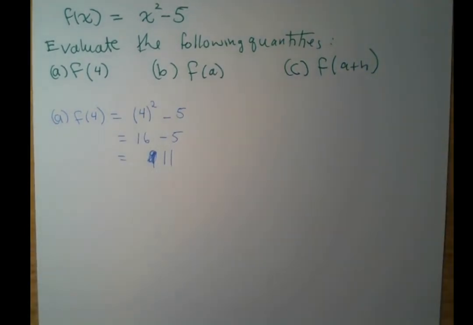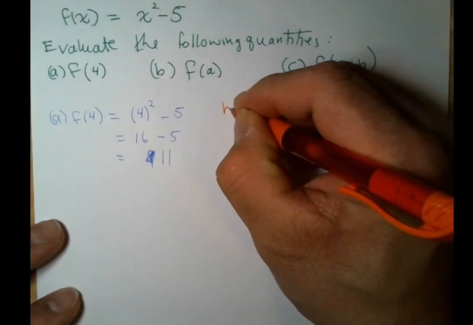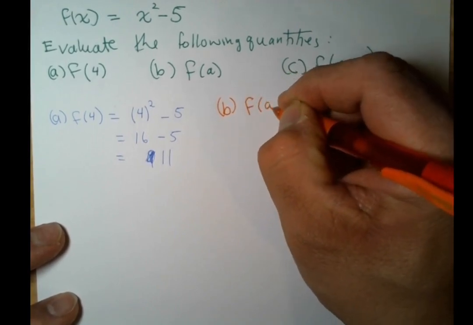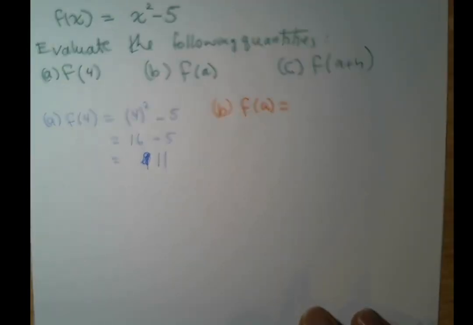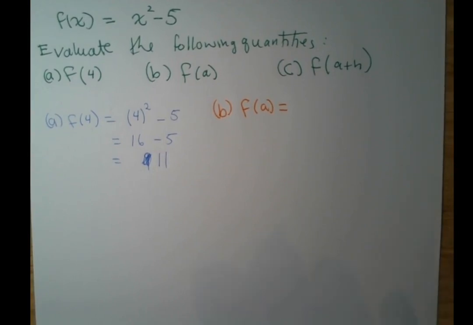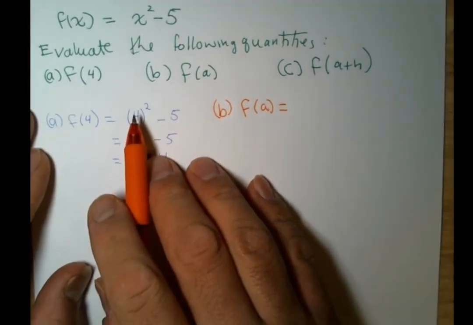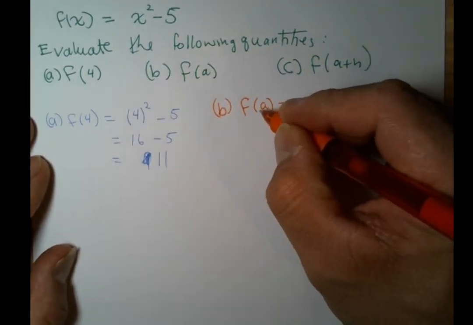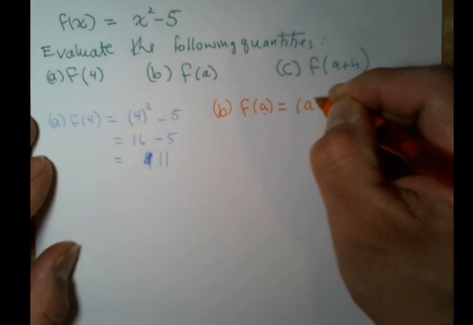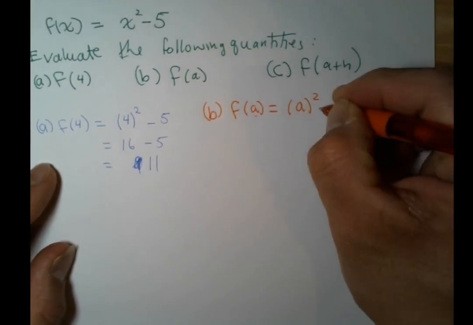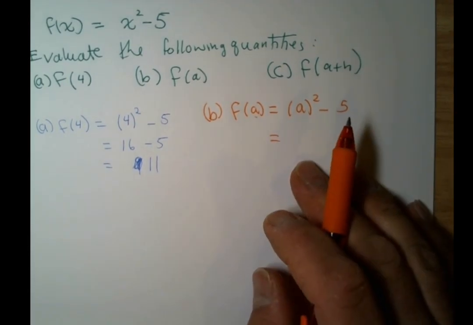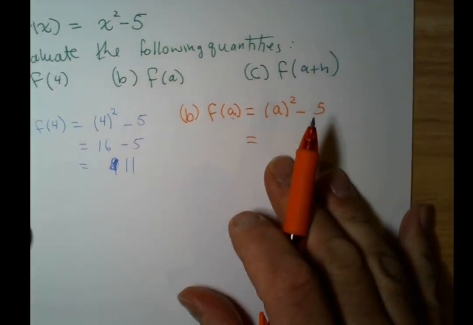Okay, now let's take a look at B. For B, now this one they changed up on us. They just changed an x to an a. It's not a number. What do I do with that? Well, let's start off the same way we did up here. Wherever you see an x, you replace it with, in this case, a. So we get a squared minus 5. And I don't know what a is. A is some unknown value. There's no other information telling me what a is.